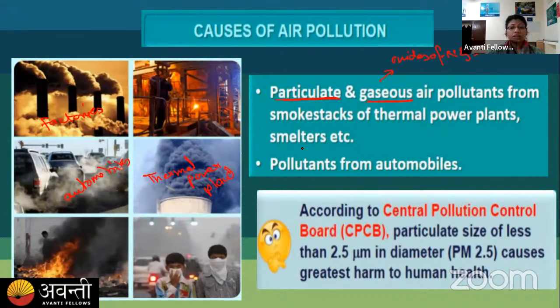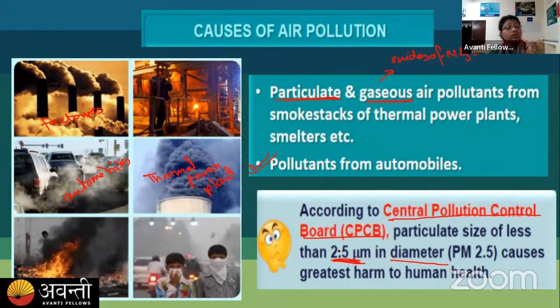So the major cause behind air pollution is the pollutants from the automobiles, and for that we have a board, that is the Central Pollution Control Board, that is CPCB. This full form is very important. Please keep it in mind, that CPCB stands for the Central Pollution Control Board, which says if the particulate matter present in our environment is less than 2.5 micrometer in diameter, it is the most harmful particle for us, right?